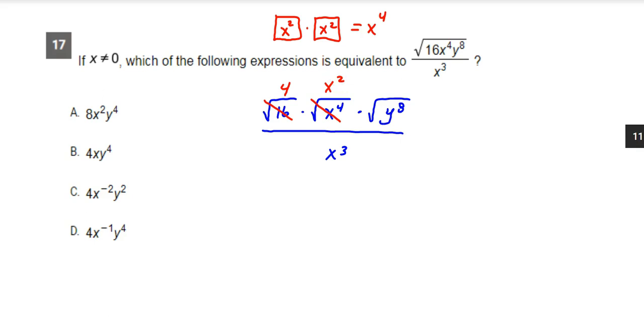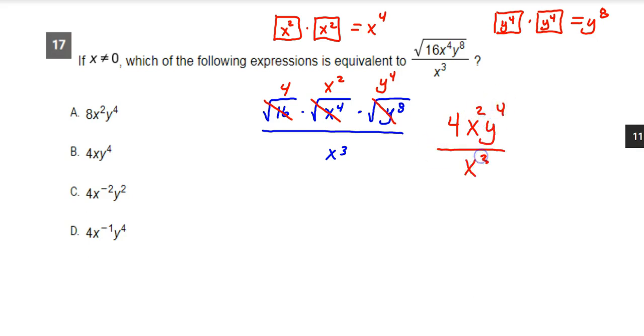And then this last part, the y part, is, what times itself equals y to the 8th. That's what the square root's asking. Well, remember, when you multiply powers, you add the exponents. So y to the 4th times y to the 4th will give you y to the 8th, because you're supposed to add the exponents. That's the rule. So this is just y to the 4th. So now let's clean this up. I have 4x squared y to the 4th all over x to the 3rd.